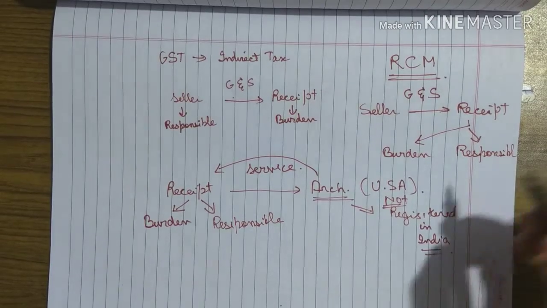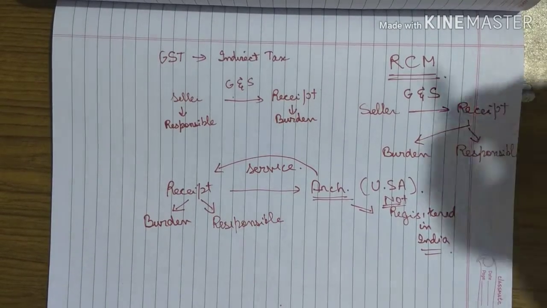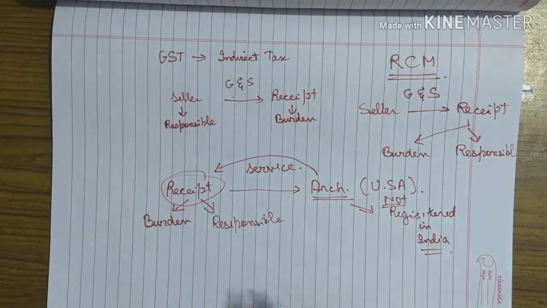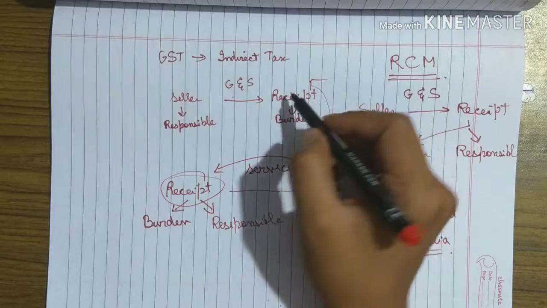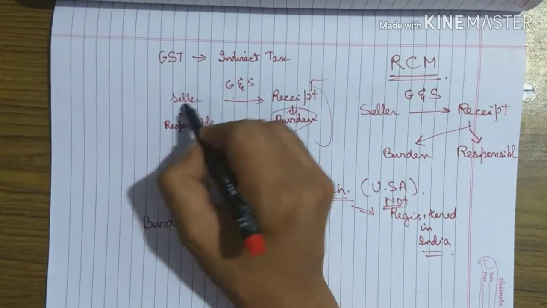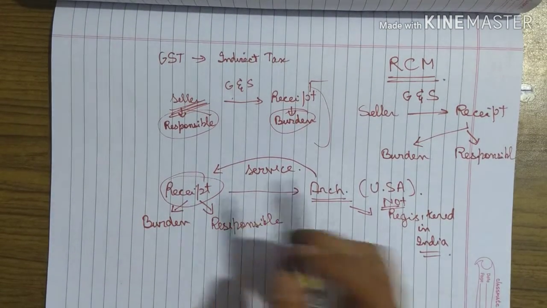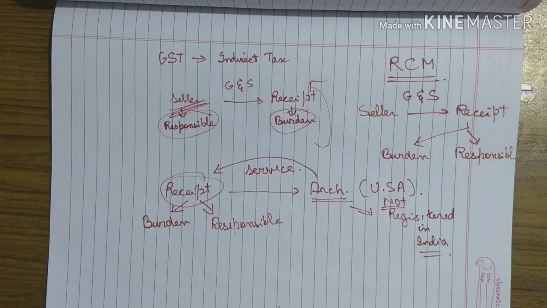So this is RCM, in which the recipient is liable to pay the taxes on the services which he has received, which means the tax is payable by the recipient of goods or services or both. Whereas in normal indirect cases the recipient has the burden but the seller is responsible to pay the tax. But in RCM the recipient has the burden as well as he is responsible to pay the tax.